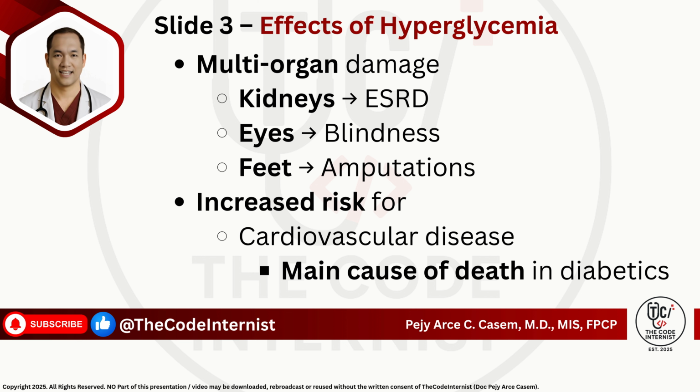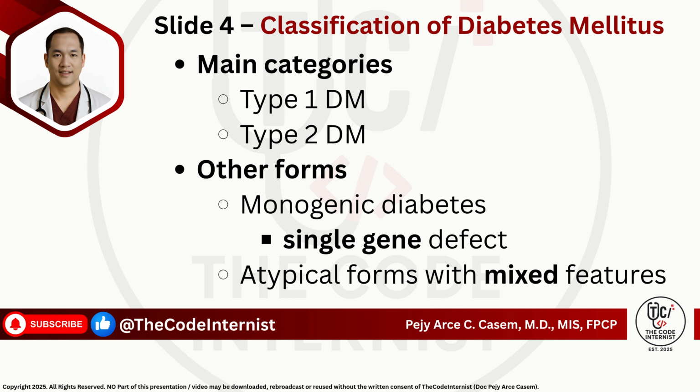Hyperglycemia doesn't just stay in the blood, it slowly damages almost every organ system in the body. It's the leading cause of kidney failure, blindness in adults, and non-traumatic amputations, especially in the lower limbs. But the biggest threat? Cardiovascular disease. Heart attacks and strokes are far more common in people with diabetes, and these are the top reasons for death in this population.